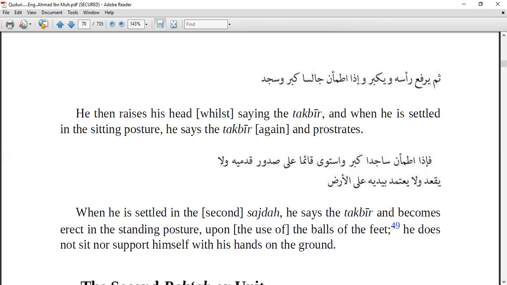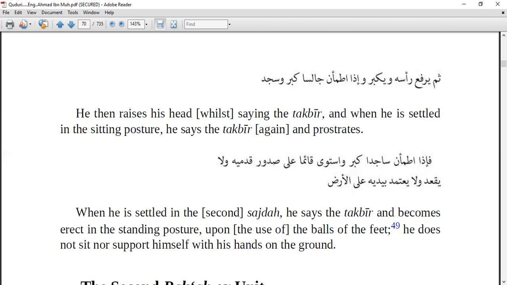You're going to directly stand up, right? وَلَا يَعْتَمِدُ بِيَدَيْهِ عَلَى الْأَرْضِ. For the man, he does not support himself with his hands on the ground. But the women are going to need to support themselves by placing their hands on the ground to lift themselves up, because their sitting position, their sitting posture is different from that of the men. So for the men, it's recommended that they directly stand up without taking the support of the ground, while the women can take the support of the ground.